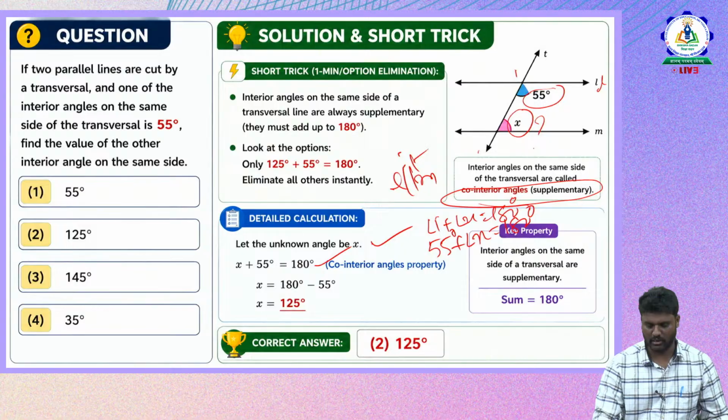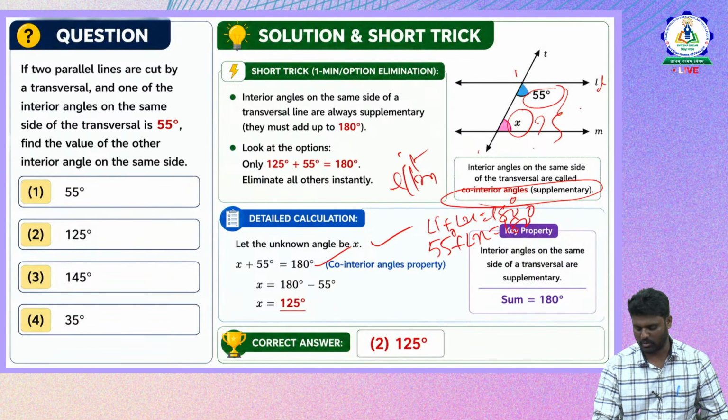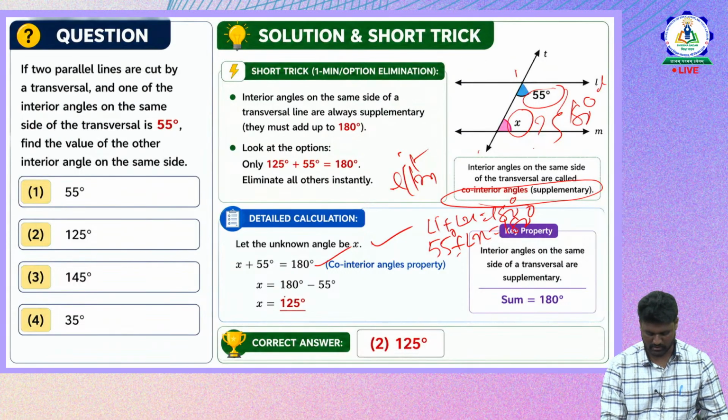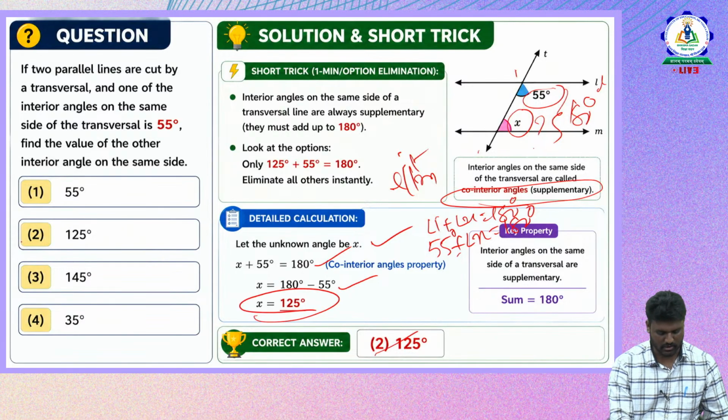What is the co-interior angle property here? The sum of the co-interior angles becomes 180 degrees. Okay, now we need to identify the x value. So x is equal to 180, bring this 55 to the right-hand side. When you subtract 55 from 180, that becomes 125 degrees. Option 2 is the correct answer.